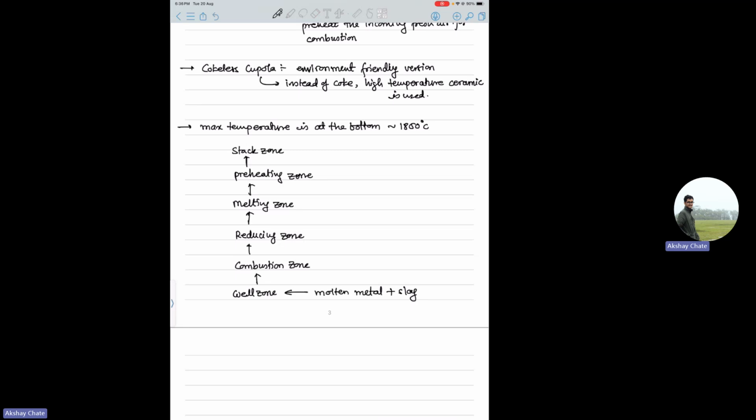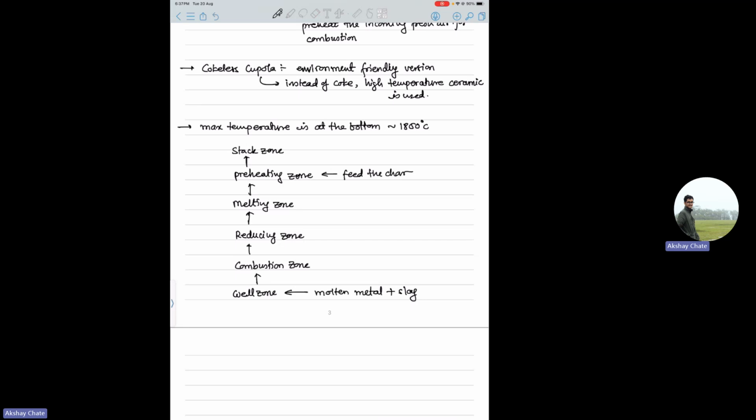So these are the important zones. There are many things that go on, and basically, in the preheating zone, you feed the charge from here.